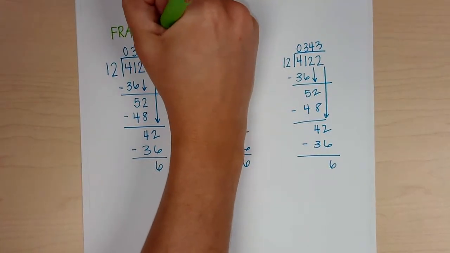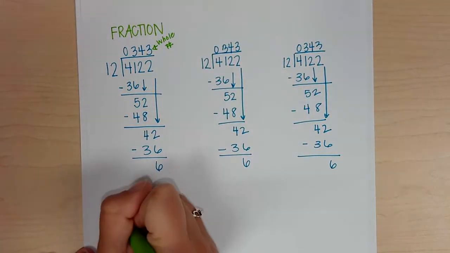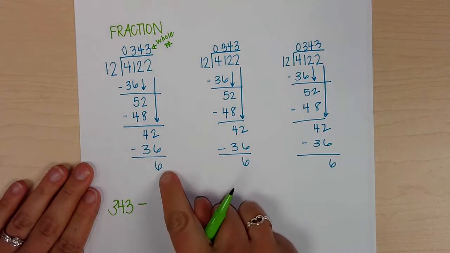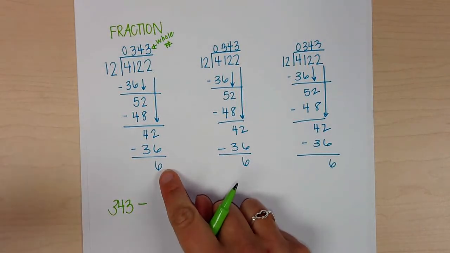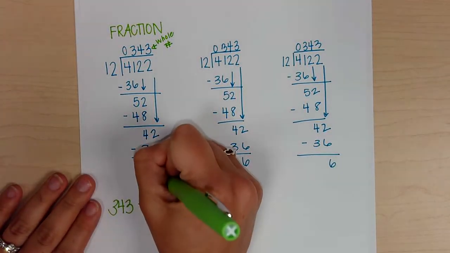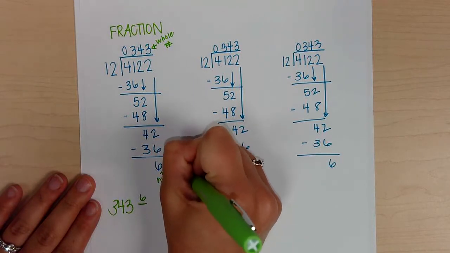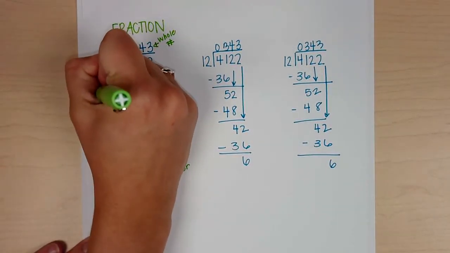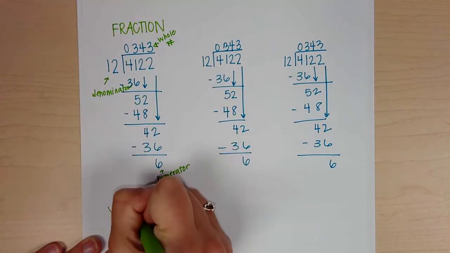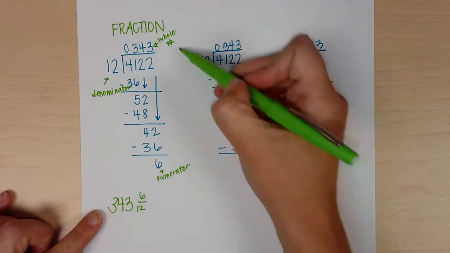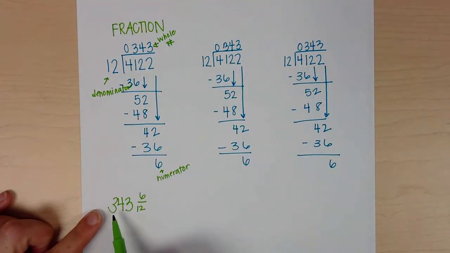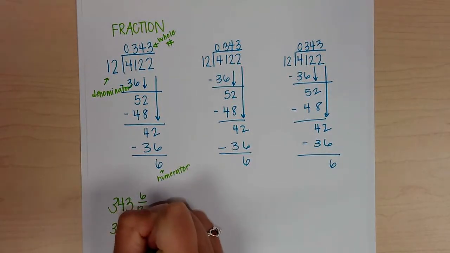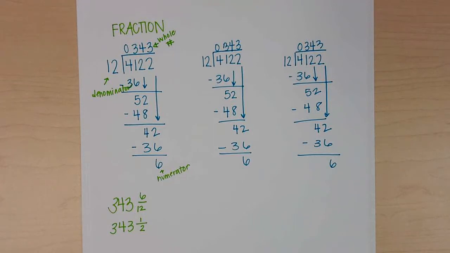This right here is your whole number. That means your whole number is the big number when we write a mixed number. This is left over, so that's your part that we haven't used. So that turns into your numerator. And then your 12 doesn't change. That's the number of groups, so that is your denominator. So you could rewrite your answer as a fraction, and that fraction would be 343 and 6/12, or simplified down to 343 and 1/2. Okay, so that's option 1.